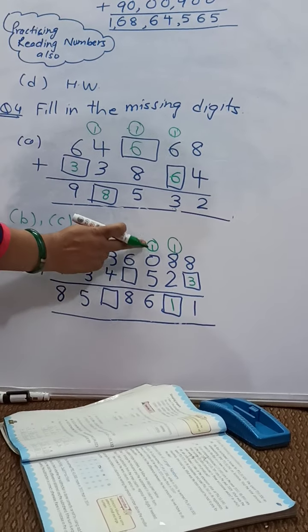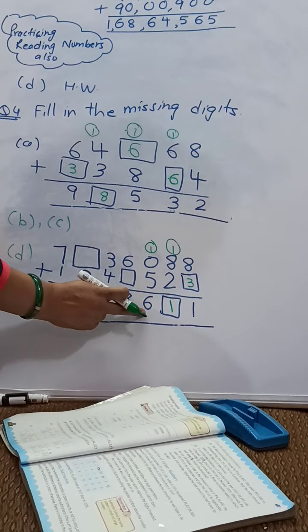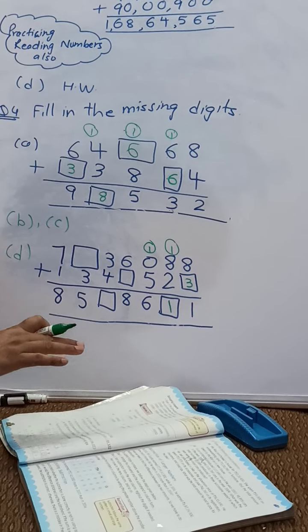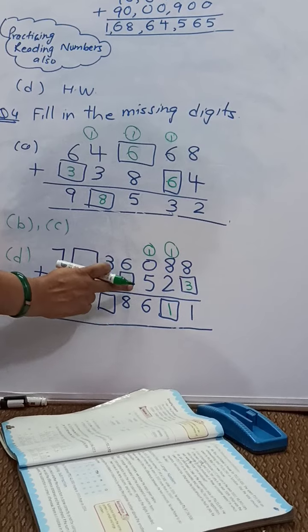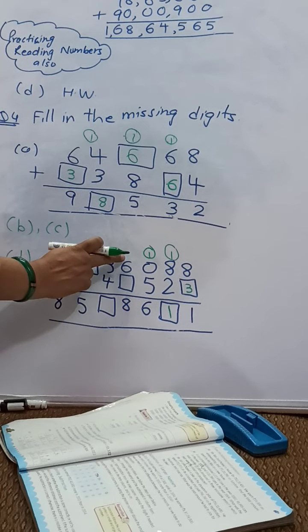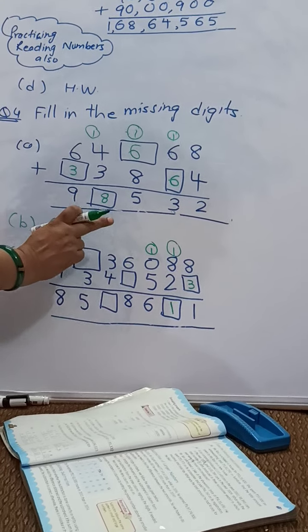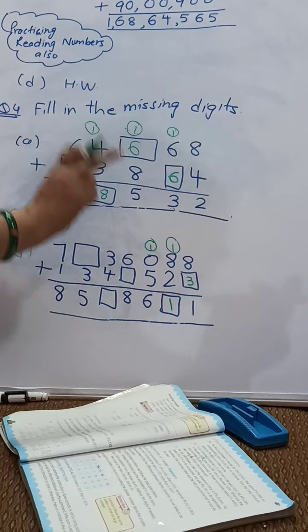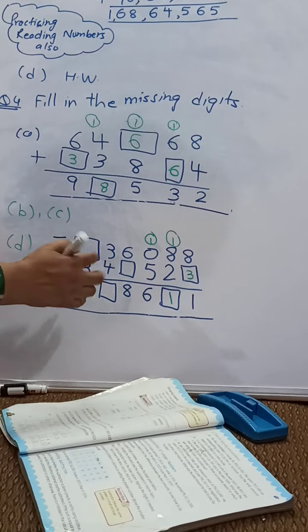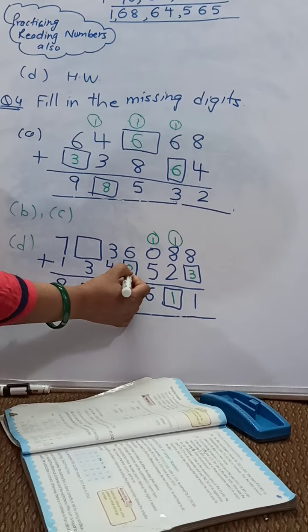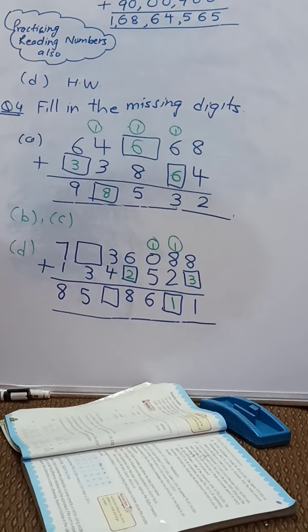Now this I can check. 5 plus 1 is 6. That means we are going fine. No problem. 6 plus some number is giving me 8. So 6 is already written here. Let's count till 8. 7, 8. This is 2 counts. So 2 counts means I'll write here 2.